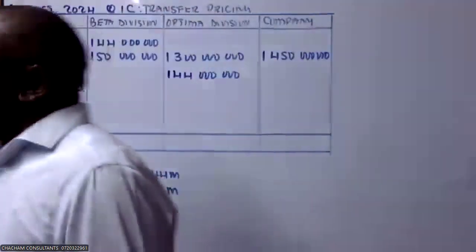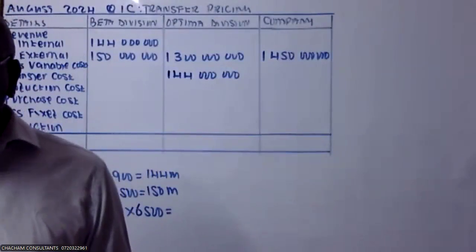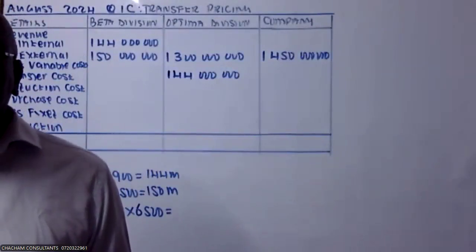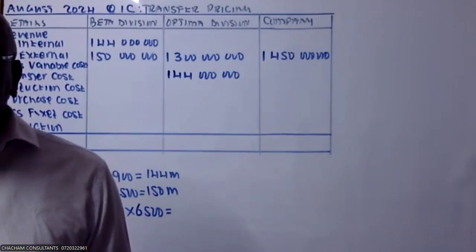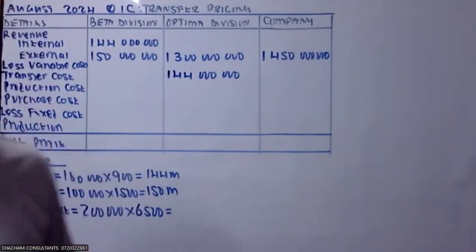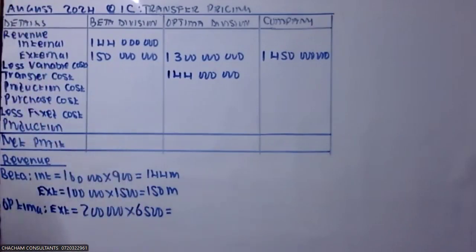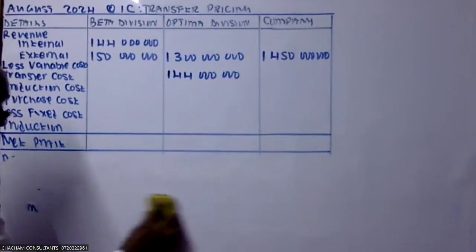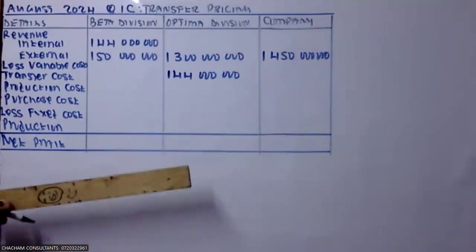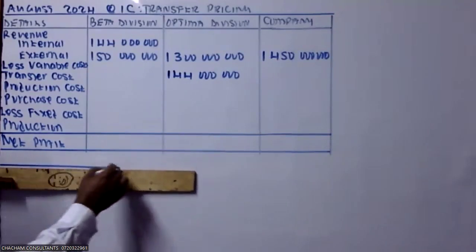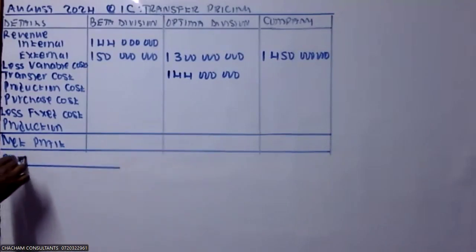So the next item that we need to work on is the production costs. Let's see what the question is saying. The production costs, there are several, so I have to combine. So let's have the working for the production costs.